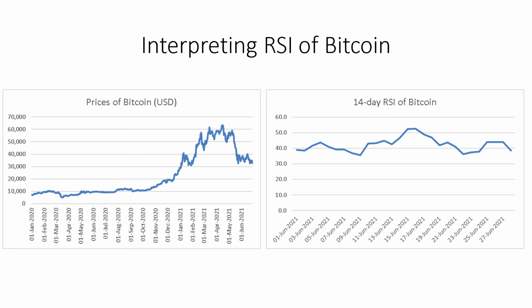As of 28 June 2021, the price of Bitcoin is around 32,000 US dollars, which has lost nearly 50% of its value since its peak on 16 April 2021. However, the Bitcoin price is 3 times its value in January 2020. For the month of June 2021, the RSI shows that the Bitcoin price is bearish.